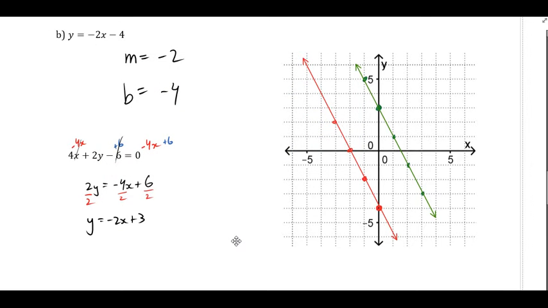Everybody okay with that? Graphing lines with y equals mx plus b. Some rearranging here can be tricky.